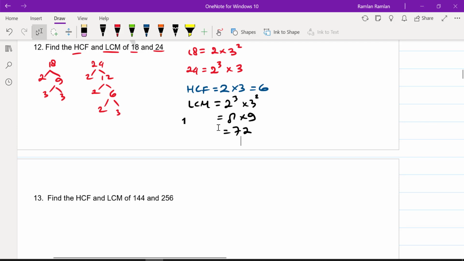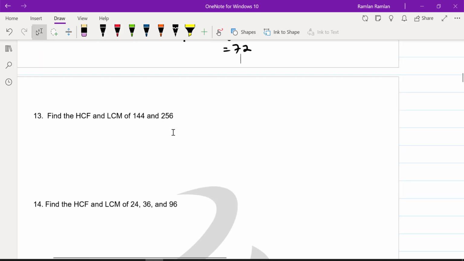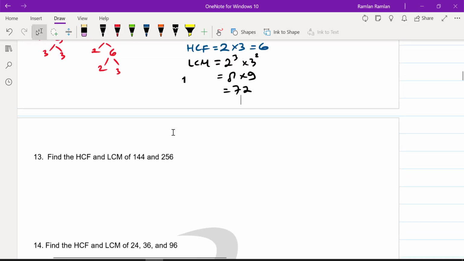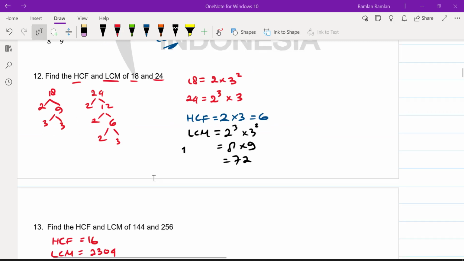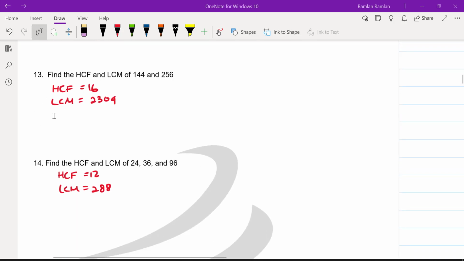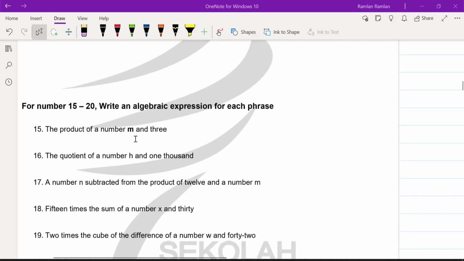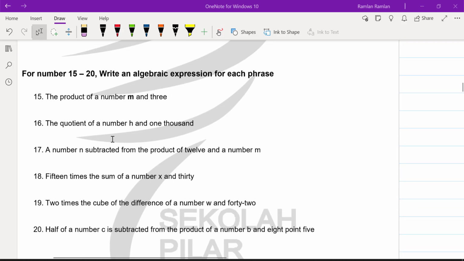Okay, so you do the same thing with number 13 and number 14. You try by yourself, okay? You can pause the video, and then later on you can check the final answer. I'm going to put it here, okay? So these are the answers for number 13 and number 14 using the same concept as number 12. Here, check your answer whether it is correct or not. Okay, let's move on to the next question, number 15 until number 20.